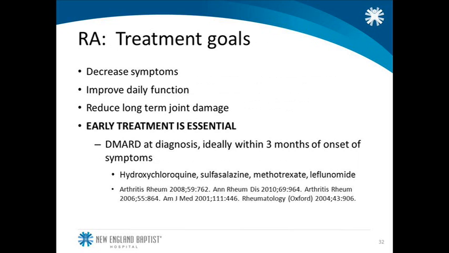So what are treatment goals in rheumatoid arthritis? Well, goals are really twofold. One is to decrease symptoms and improve the patient's daily function. The other is to reduce long-term joint damage. There is a group of patients who can have progressive joint damage and joint deformities despite minimal or no symptoms. Early treatment is really essential in patients with rheumatoid arthritis, ideally within 3 months of the onset of symptoms. And that treatment should include a disease-modifying anti-rheumatic drug. Methotrexate is the one that's most commonly used. Hydroxychloroquine, sulfasalazine, and leflunomide can also be used alone or in combination.